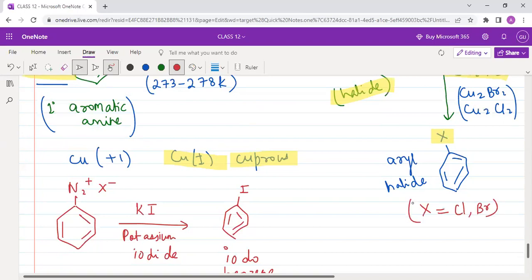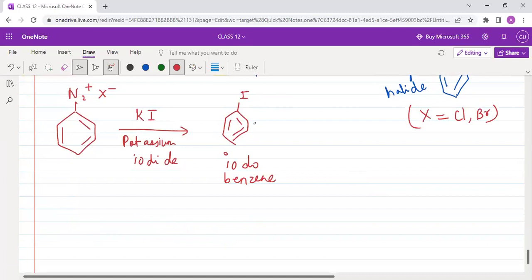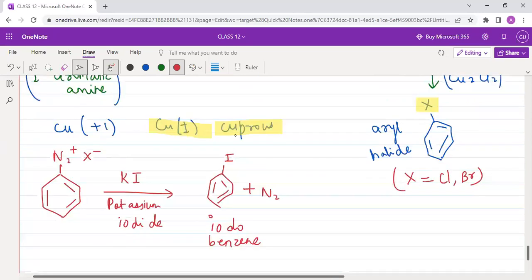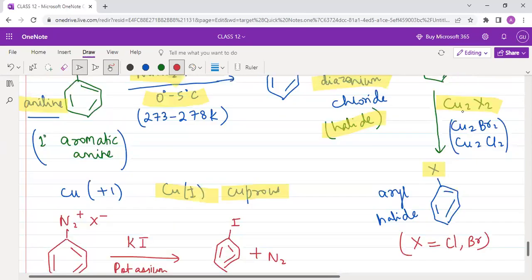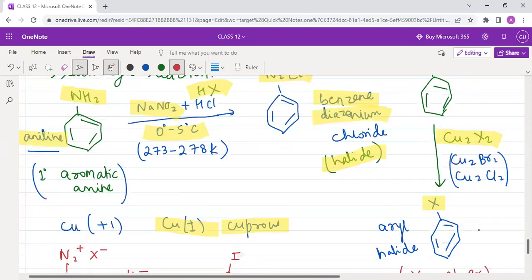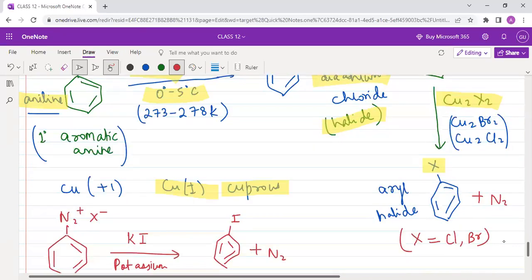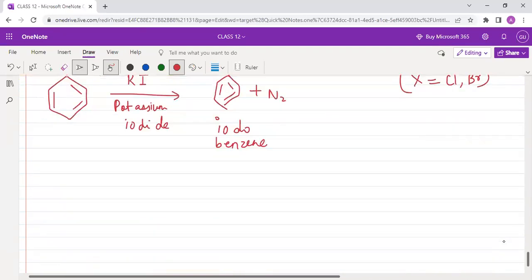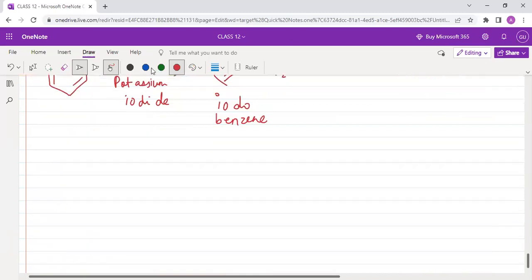And here nitrogen gas will be released because N2 is getting out. And here also nitrogen gas will be released when this is formed because the N2 group is getting replaced. So have you understood this? Now, if I give you one question.